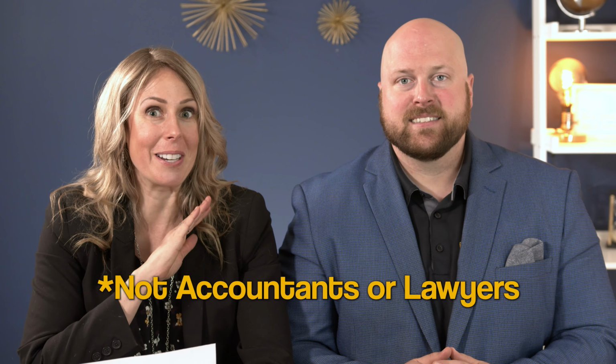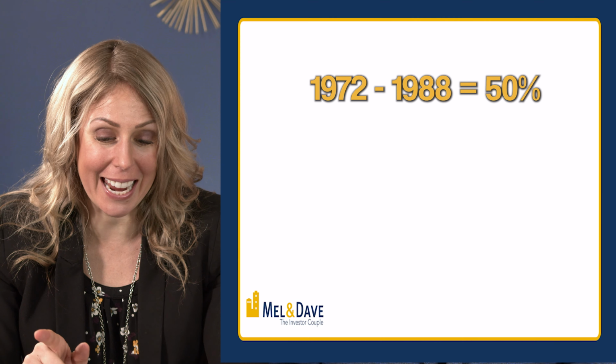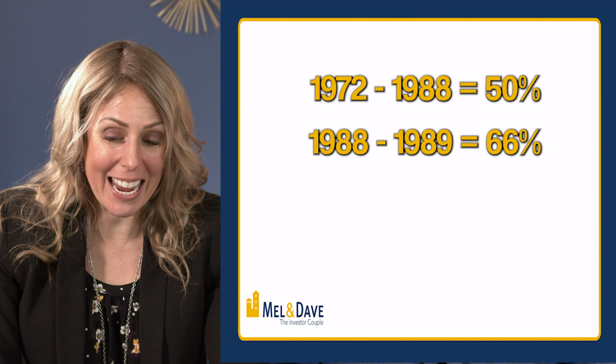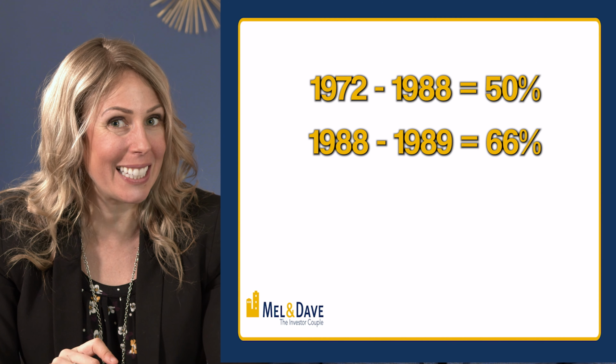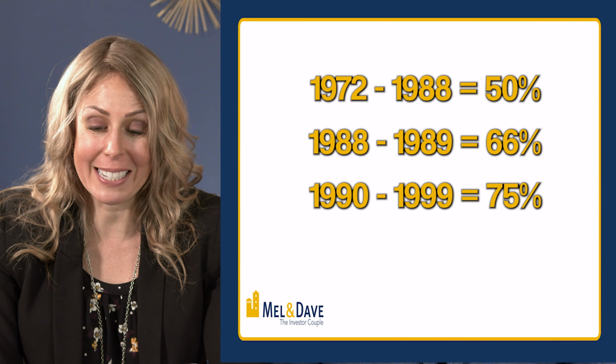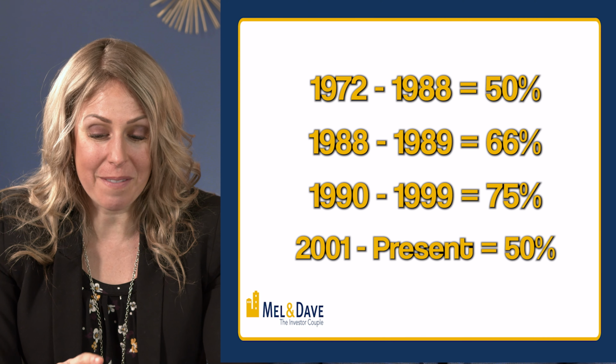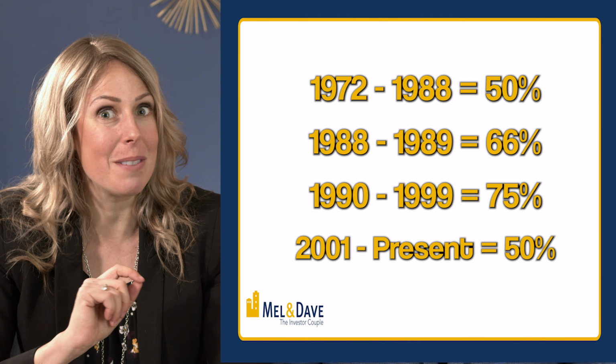Let's dig into it. So from 1972 to 1988, the capital gains was 50%. From 1988 to 1989, it was 66%. From 1990 to 99, it was 75%. And from 2001 on, 50%.